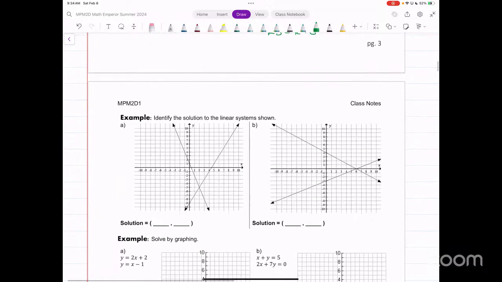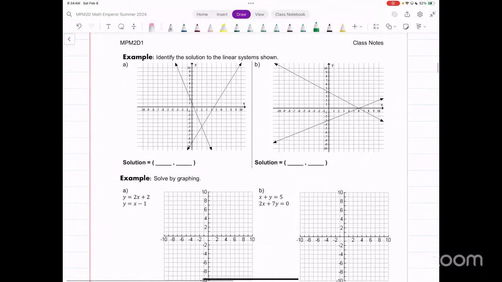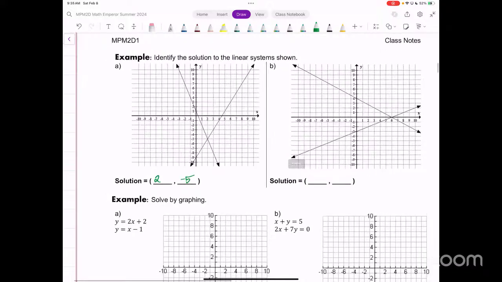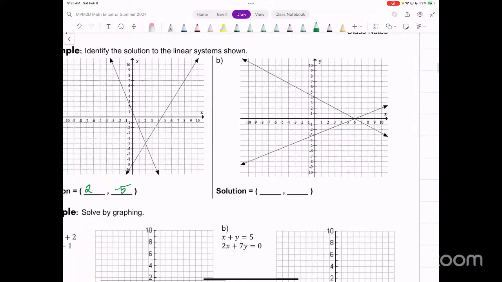Identify the solution to the following linear equation. I'm just going to ask Freya, what is the solution for the first one? 2 comma -5. Thank you. Sharon? 0 comma 6. No, 6 comma 0.